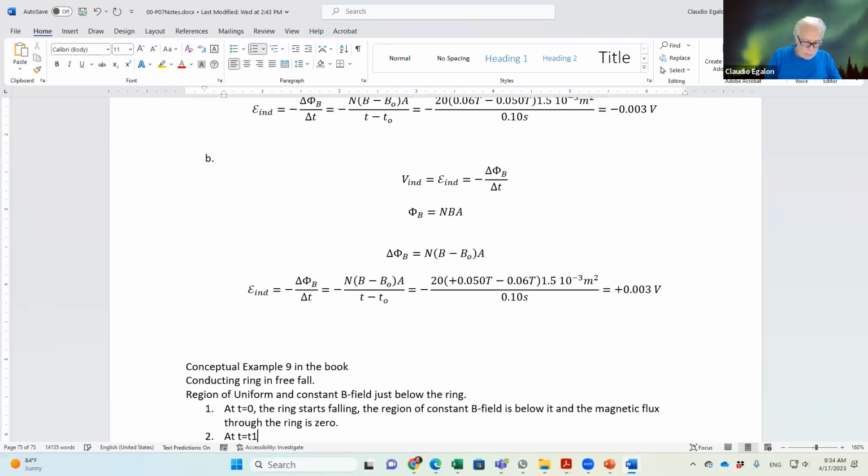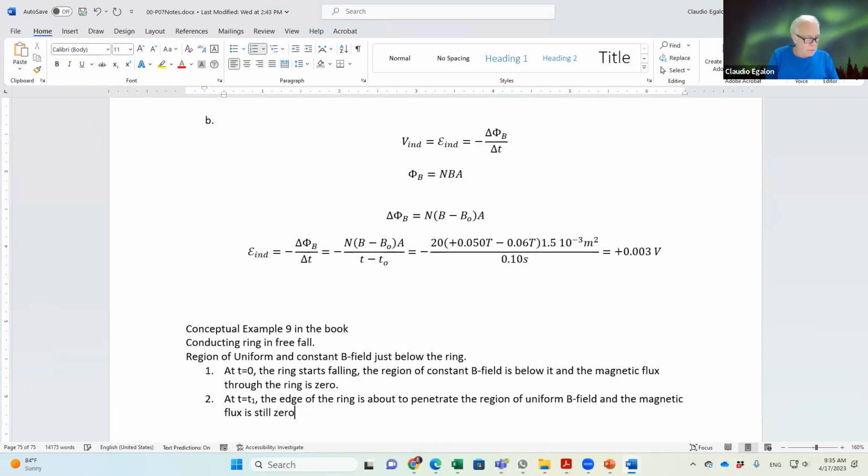At t equal to t1, the edge of the ring is about to penetrate the region of uniform field, and the magnetic flux is still 0. Magnetic flux is still 0.